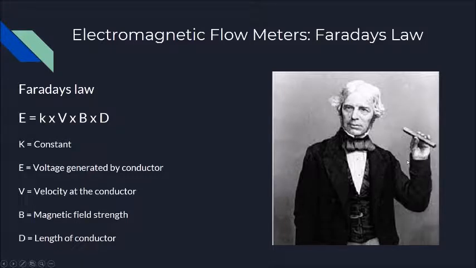Faraday's law, which is E being the voltage generated by the conductor, K a constant, just relative to any equation, V velocity at the conductor, and then B is the magnetic field strength, and D would be the length of the conductor.